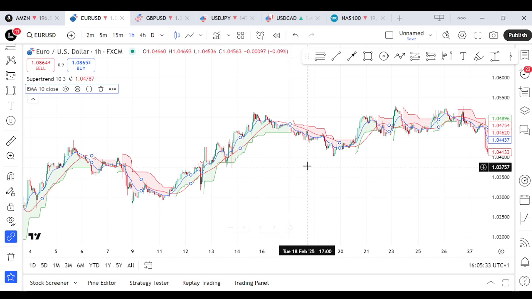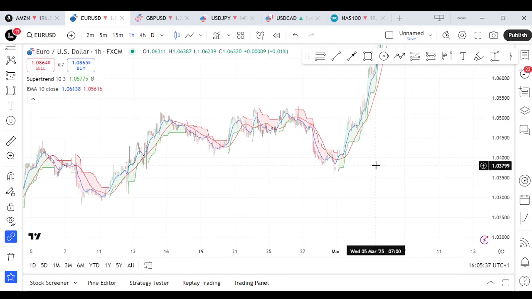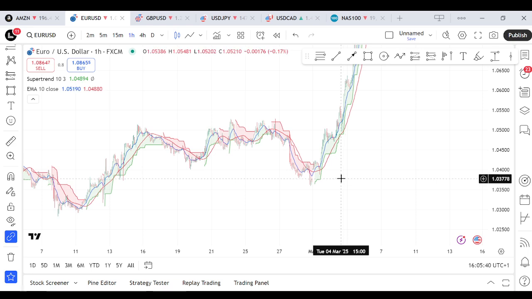So let's quickly hop onto the charts. Let's quickly discover how we can trade with this strategy. The first step is setting up your chart. Start by adding the necessary indicators, just like I've showed you, to your trading chart. For this strategy, you need the Supertrend indicator and the moving averages only.